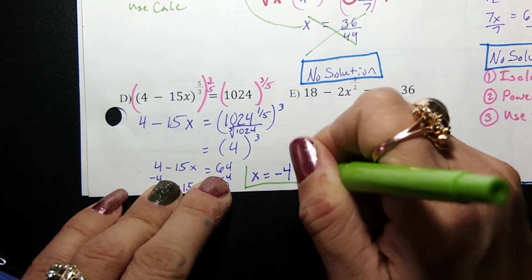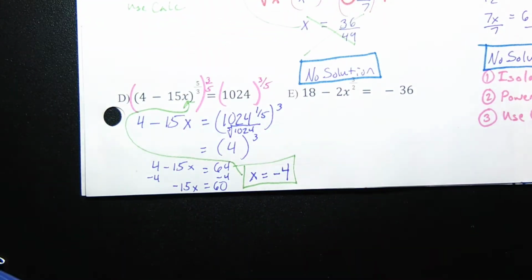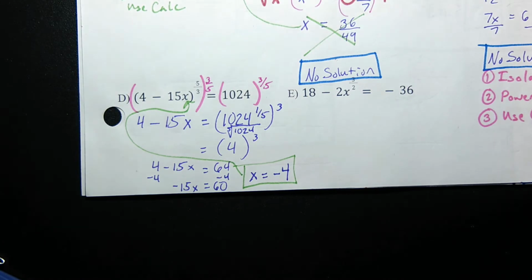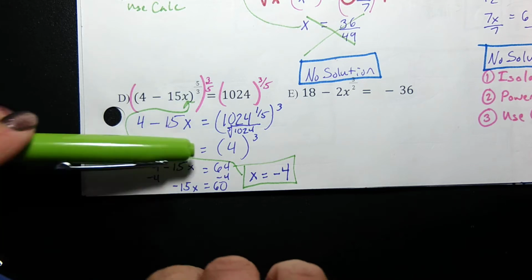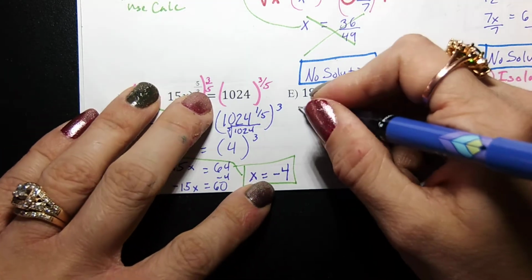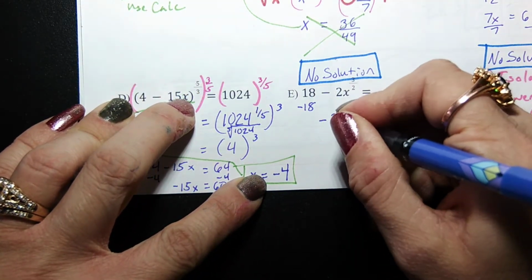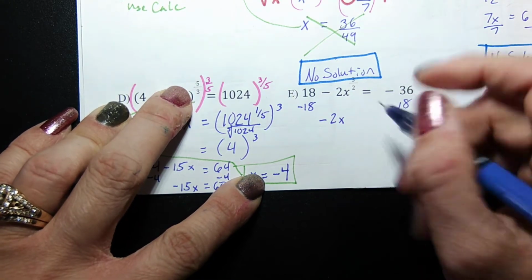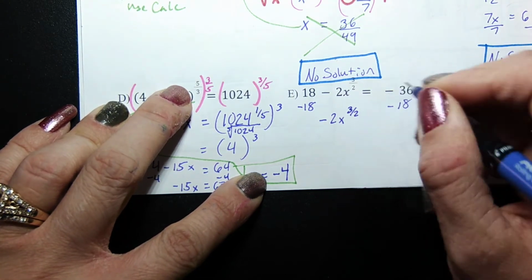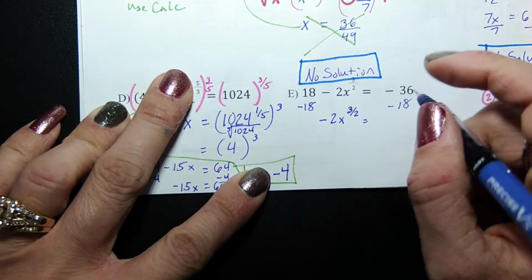So we want to check our solutions to make sure that they are not extraneous, but also to make sure that they are accurate. So let's go ahead and look at problem E. What would I do to isolate the base first? We'd want to subtract the 18. So then bringing down that negative with the 2, negative 2x to the 3/2 equals negative 54.